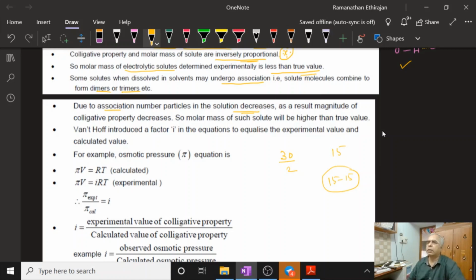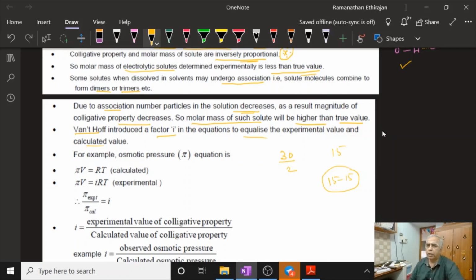As a result, the colligative property decreases, because we have already said colligative property is proportional to what? The number of moles. When it decreases, naturally there will be a difference in the property. So the molar mass of such a solute will be higher than the true value. And that is why Van't Hoff introduced a very important factor called i in the equation, in order to equalize the experimental value and the calculated value.